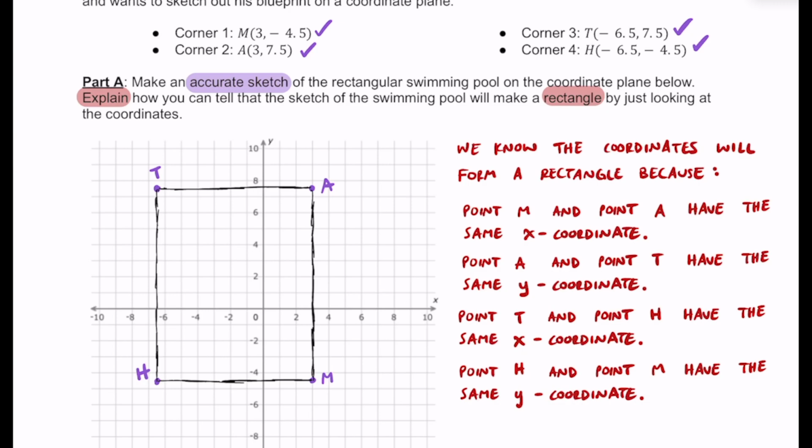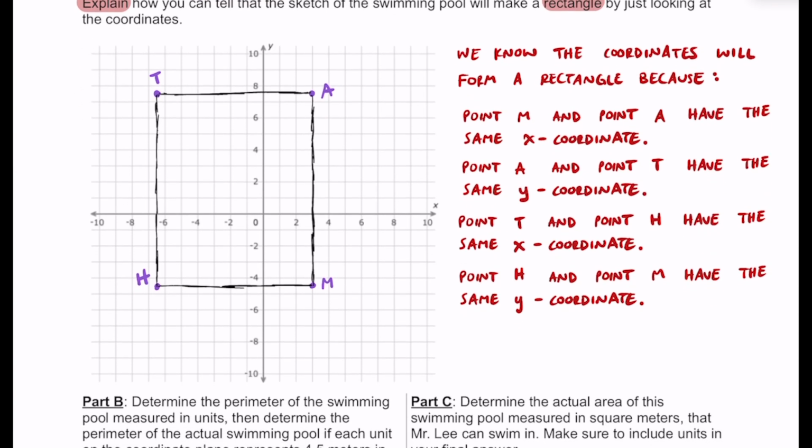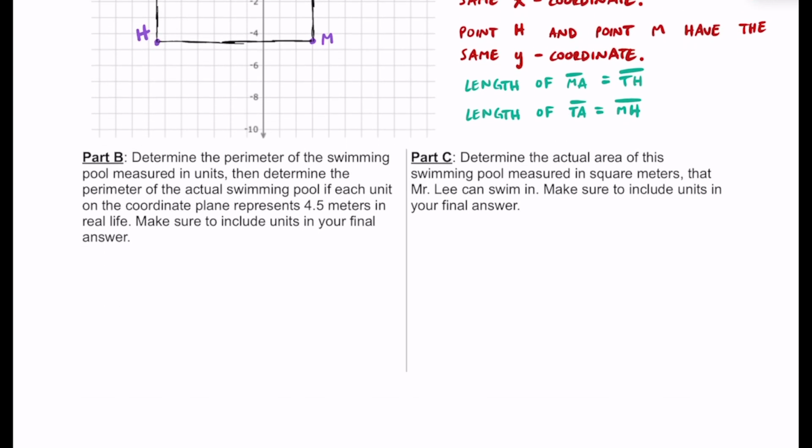In addition, we can say that the length of segment MA is equal to the length of segment TH, and that the length of segment TA is the same length as segment MH. Hopefully that makes sense because rectangles have 4 sides and 2 of them are always going to be the same length and the other 2 are also going to be the same length. Alright, let's move on to part B.